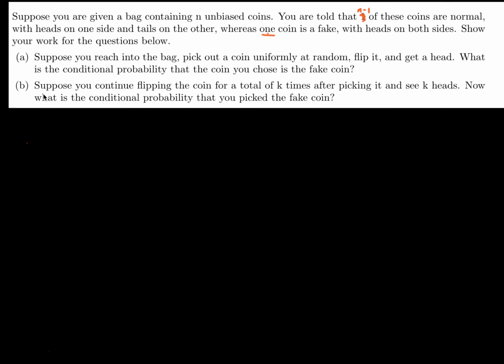And in part B, suppose you continue flipping the coin for a total of k times. You flip a coin a total of k times, and after picking it, you see k heads. Now, what is the conditional probability that you pick the fake coin?